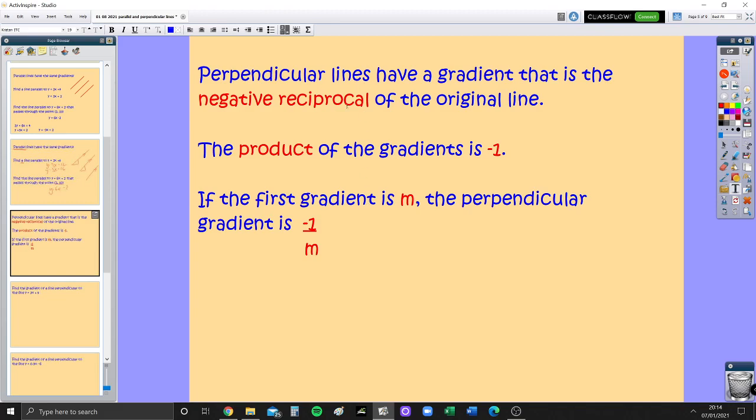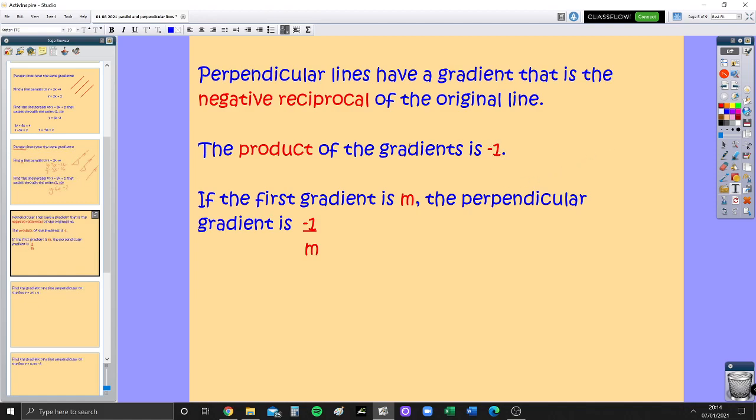So perpendicular lines, there's 3 different ways of saying exactly the same thing here. Just pick the one that you prefer. Perpendicular lines have a gradient that is the negative reciprocal of the original line. We know what negative means, and then reciprocal means flip it over as a fraction. The product of the gradients is also minus 1. So if you find a gradient and its perpendicular version of it, then you can times them together to get -1.